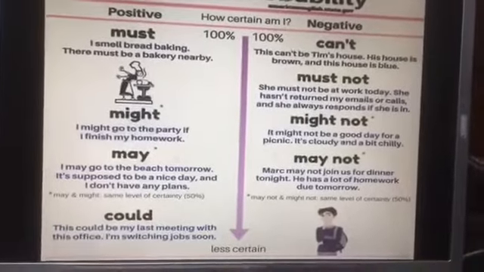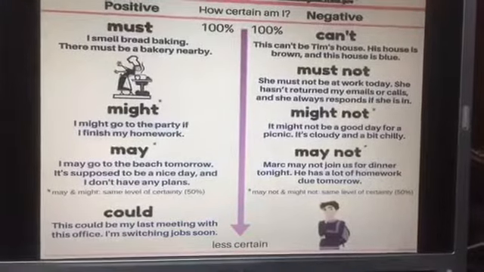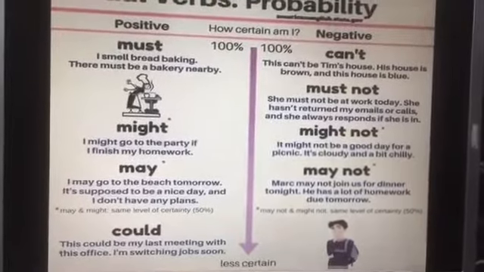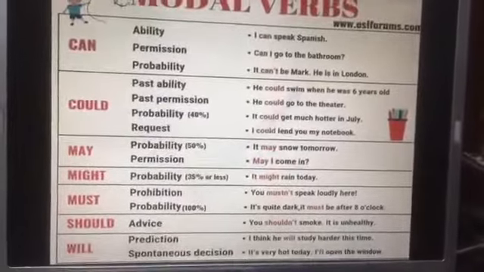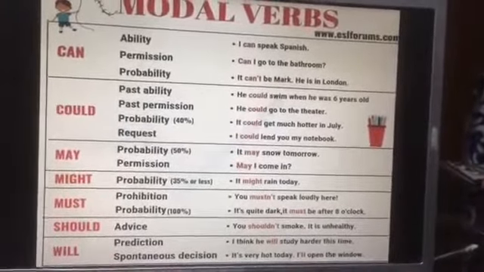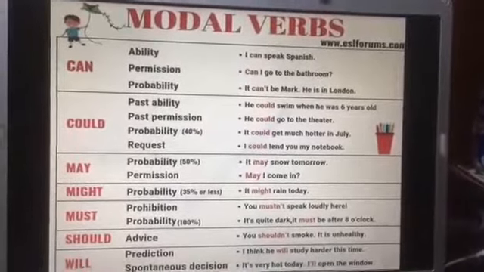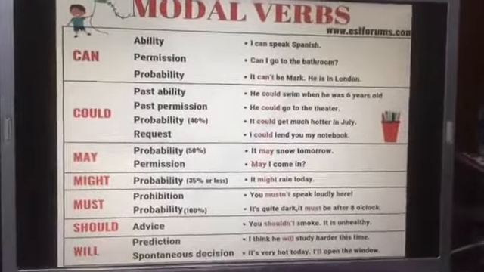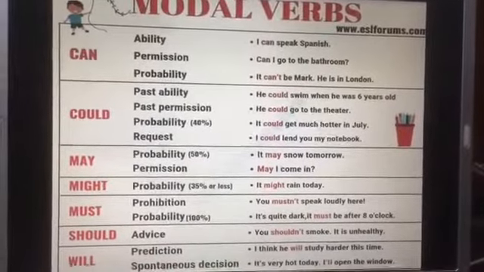So I may go to the beach tomorrow. This could be my last meeting with the office. I'm switching jobs soon. For can't or the negatives, it's the same. Then we have modal verbs. As I said, different verbs can be used for different purposes, like can for ability, for permission, for probability. I can speak Spanish for my ability. Permission, can I go to the bathroom? Probability, it can't be Mark, he's in London.